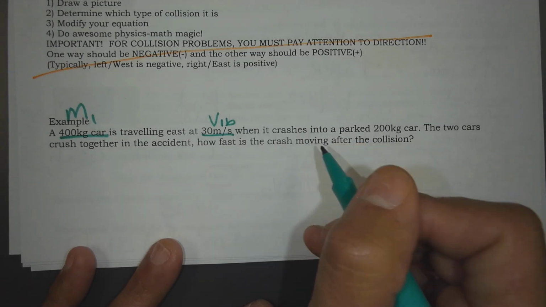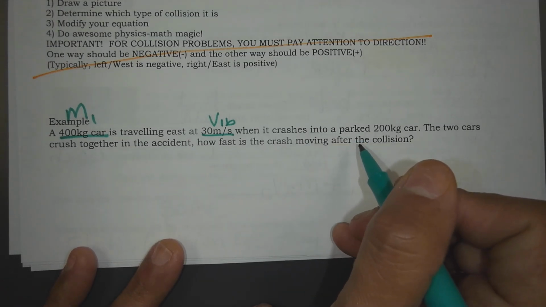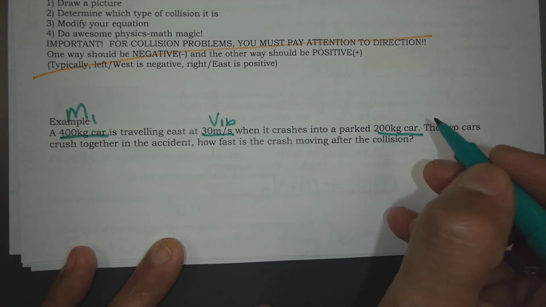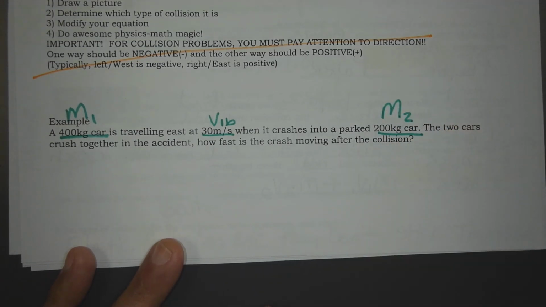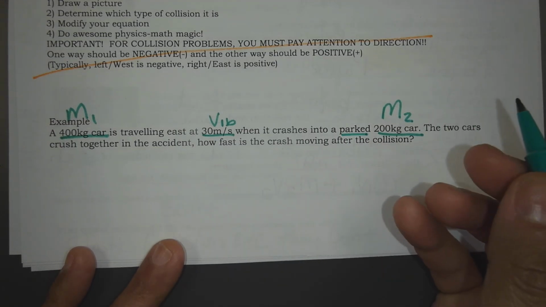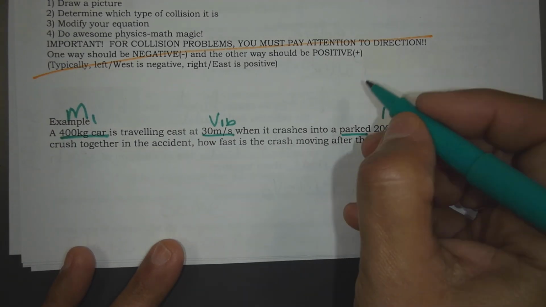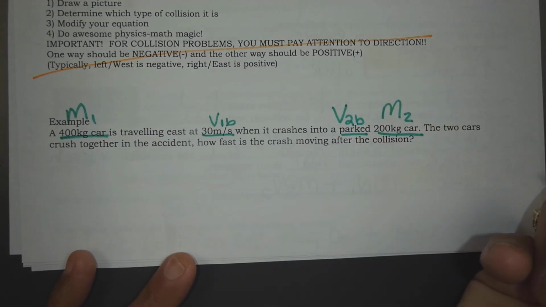It crashes into a parked car. Now, this parked car, which is object or mass number 2, is parked. And remember, in physics, words have a number value. So this is going to be velocity 2 before the collision.